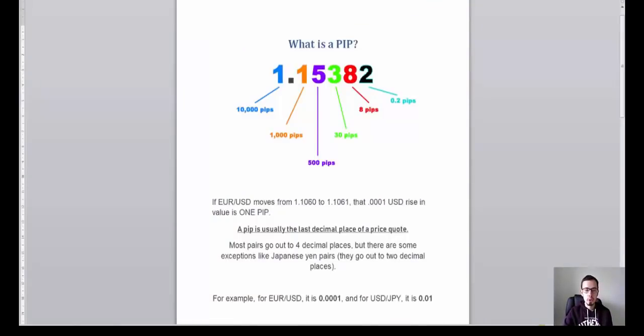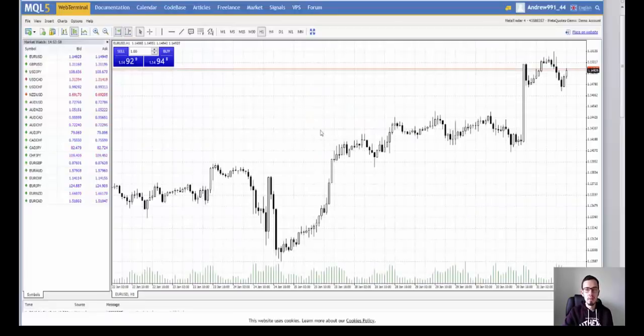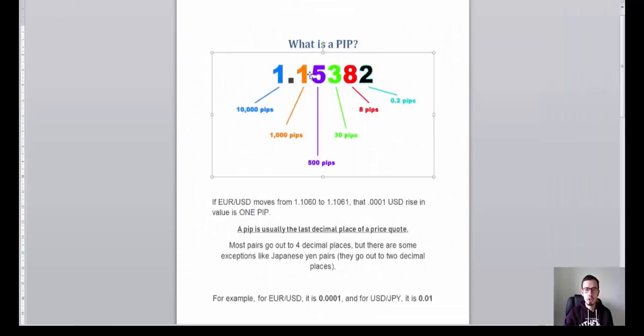Okay guys, so what is a PIP? In simple terms, whenever you place a trade, it doesn't matter on which broker, the difference in price is determined in pips. Pay attention to this picture right here. This security, for example, costs 1.15382. So the PIP is the fourth digit after the dot. So this is, for example, 8 pips.